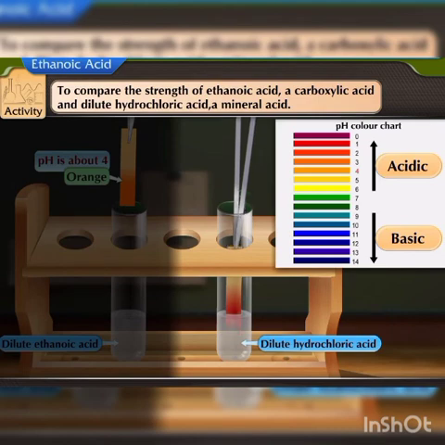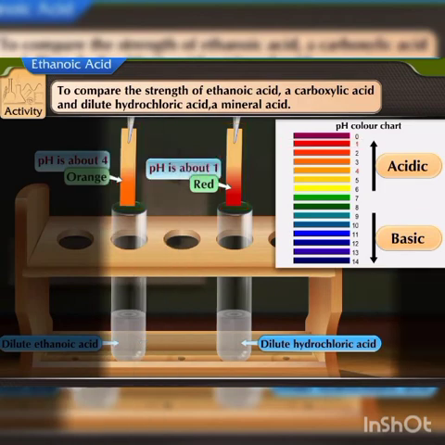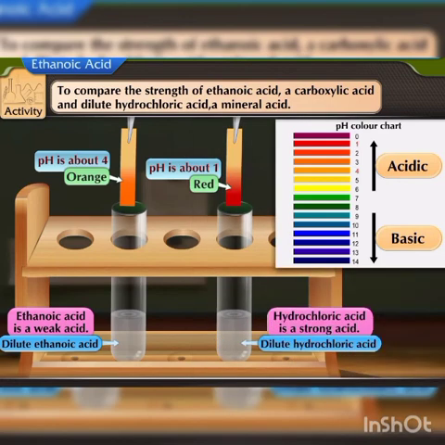Dilute hydrochloric acid turns the universal indicator paper to red, showing that its pH is about 1. This indicates that ethanoic acid is a weak acid. Hydrochloric acid is a strong acid.